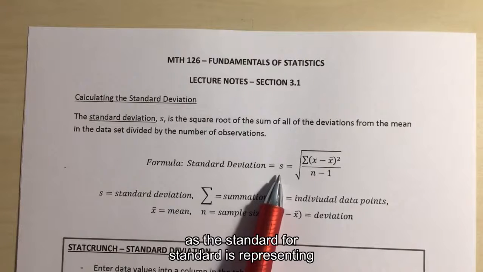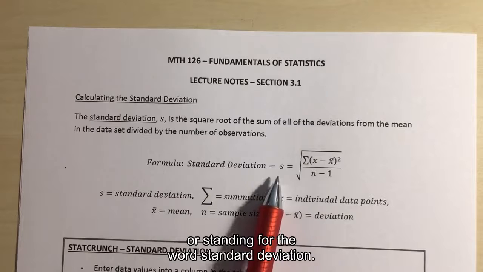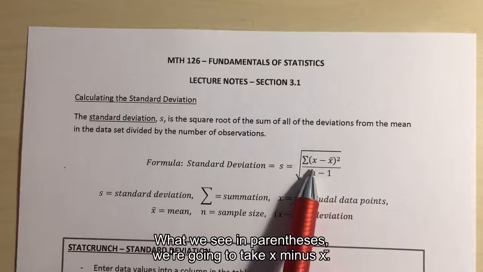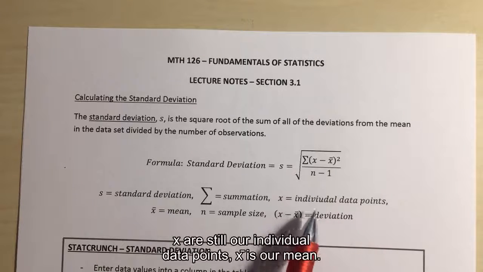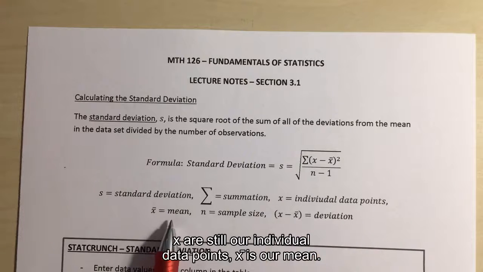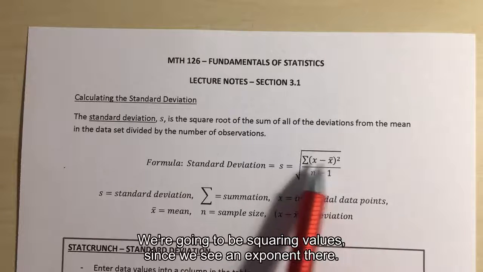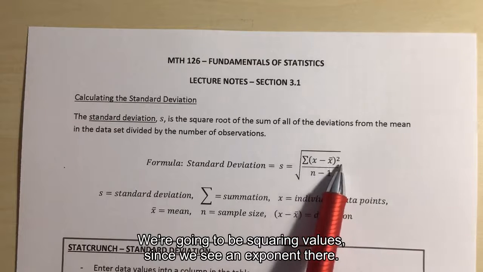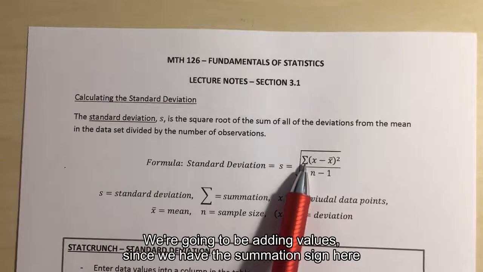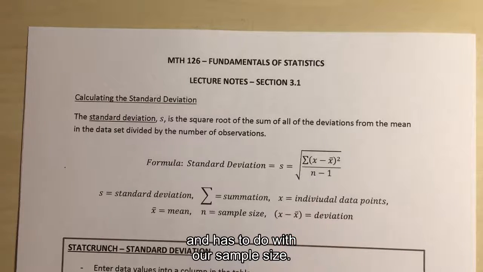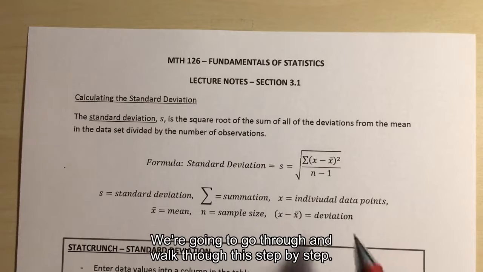S is standing for the words standard deviation. What we see in parentheses, we're going to take x minus x bar. X are still our individual data points, x bar is our mean. So our mean is going to be used in this formula. We're going to be squaring values since we see an exponent there. We're going to be adding values since we have the summation sign here. N has to do with our sample size. So we're going to walk through this step by step.